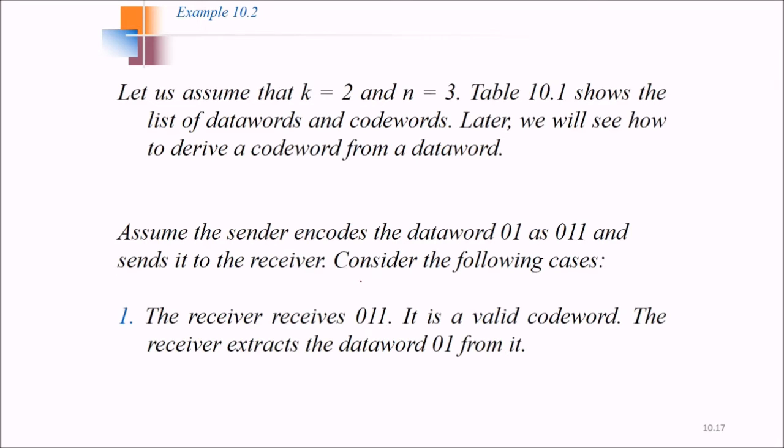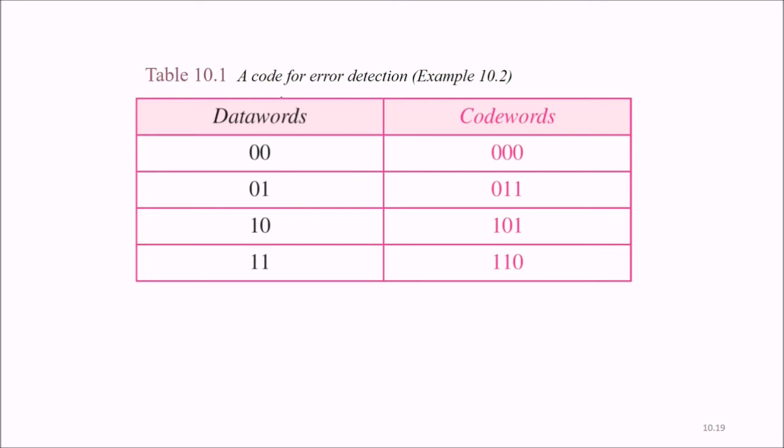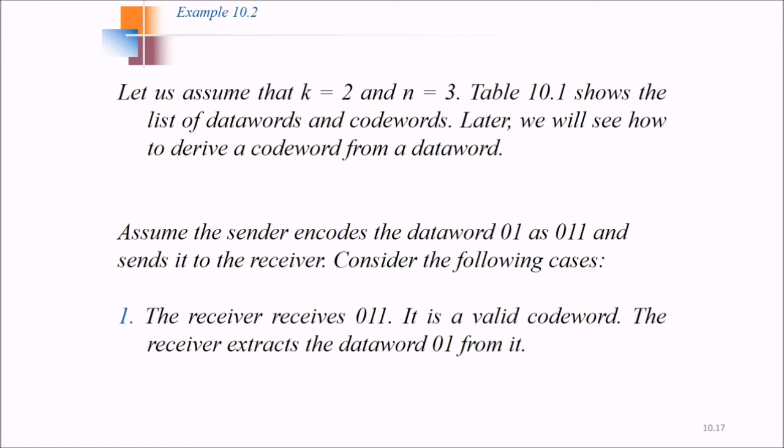So let us assume that k equals 2 and n equals 3. So we'll see the table. This table is a code for error detection. We have data word 00, for that we have code word 000. For 01 we have 001 added. For 10 we add 1, for 11 we add 0. So this table shows the list of data words and code words. We'll also see how to derive a code word from the data word. So assume the sender encodes the data word 01 to 011. We added 1 and sends it to the receiver.